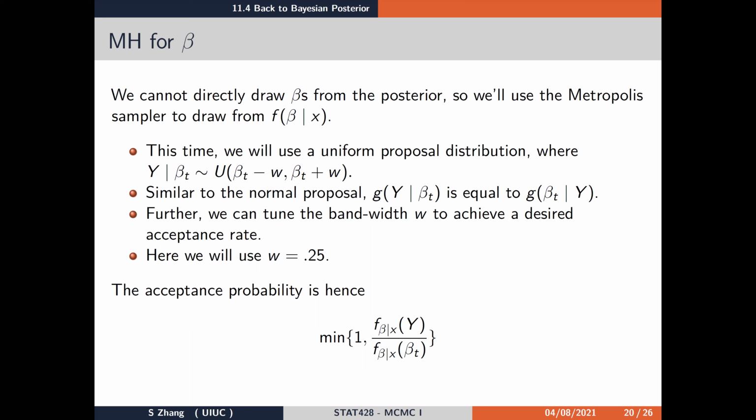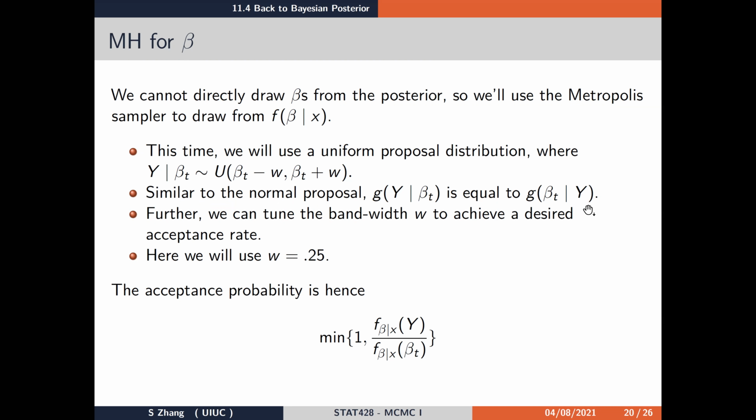This time, we will not use the normal proposal distribution. Instead, we will use a uniform proposal distribution where, given beta_t, the next y will be drawn from the uniform distribution between beta_t minus w and beta_t plus w. You can see that this is a uniform interval of bandwidth 2w around beta_t. It shares several similarities with the normal proposal. You can see that in this case, the proposal is symmetric, where g(y given beta_t) is equal to g(beta_t given y).